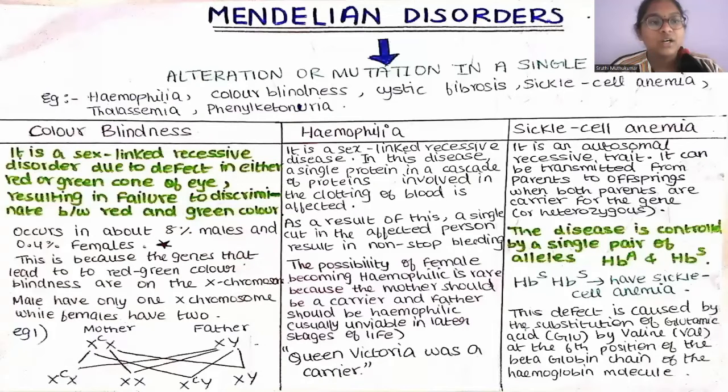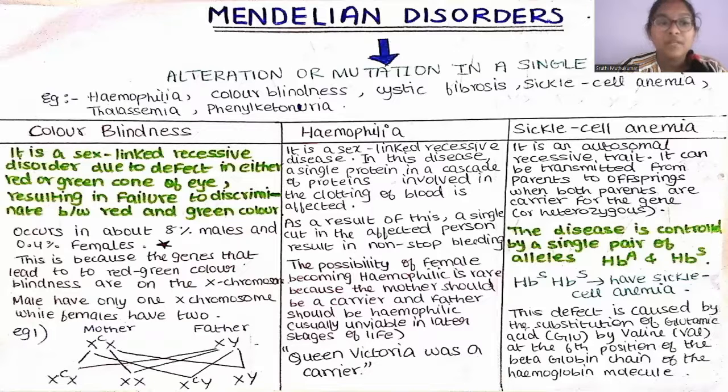Now coming to Mendelian disorders and the 3 examples that we are seeing in detail in this video. So this is my handmade notes, and we'll learn from this. You can take a screenshot if you'd like to. Mendelian disorders, as I mentioned earlier, occur due to alteration or mutation in a single gene. Examples of such disorders are haemophilia, color blindness, cystic fibrosis, sickle cell anemia, thalassemia, and phenylketonuria.